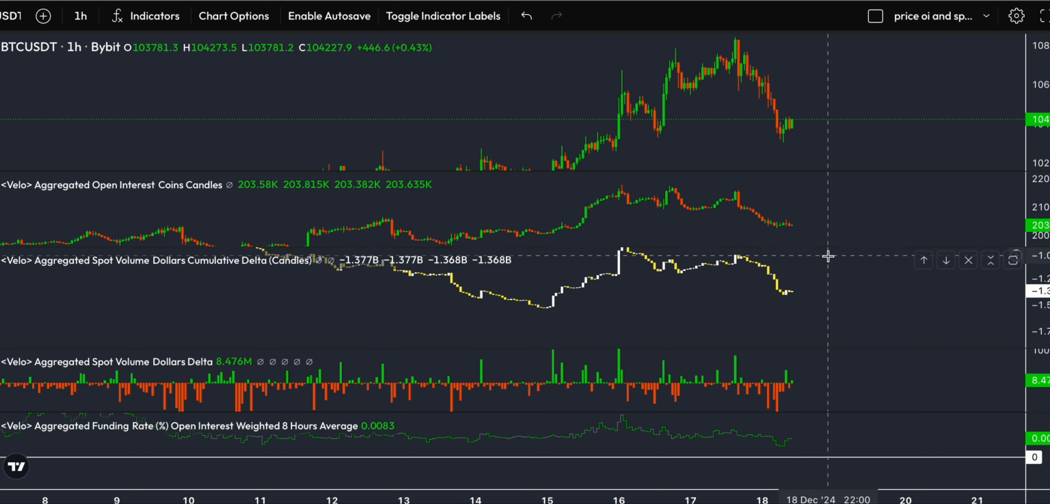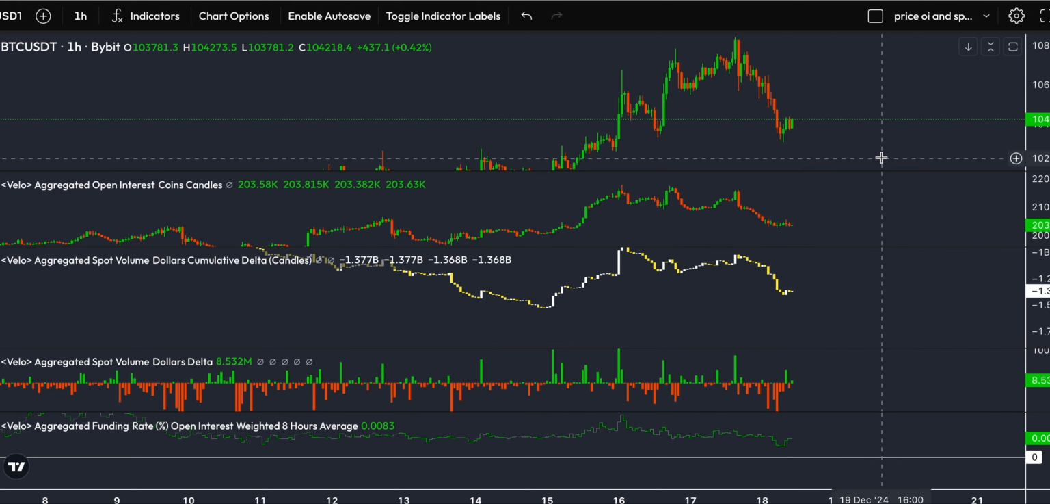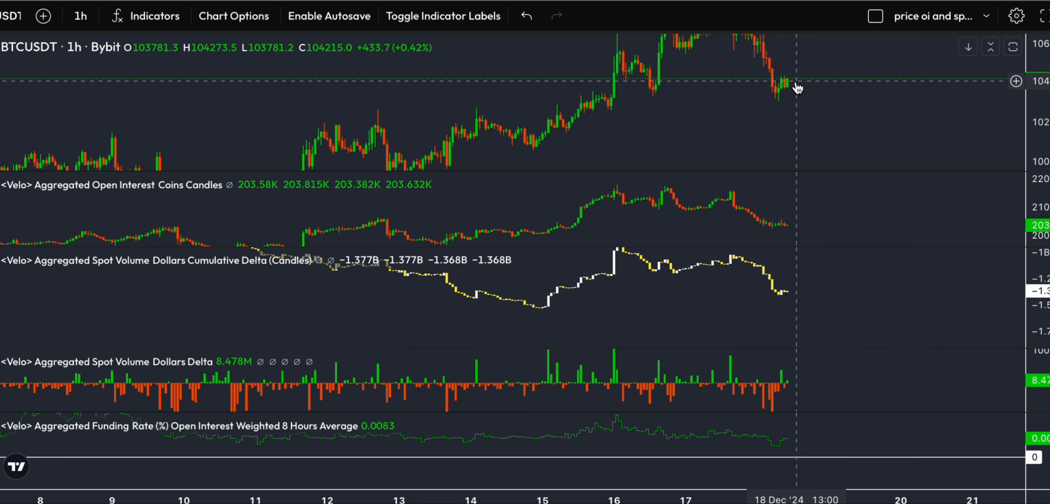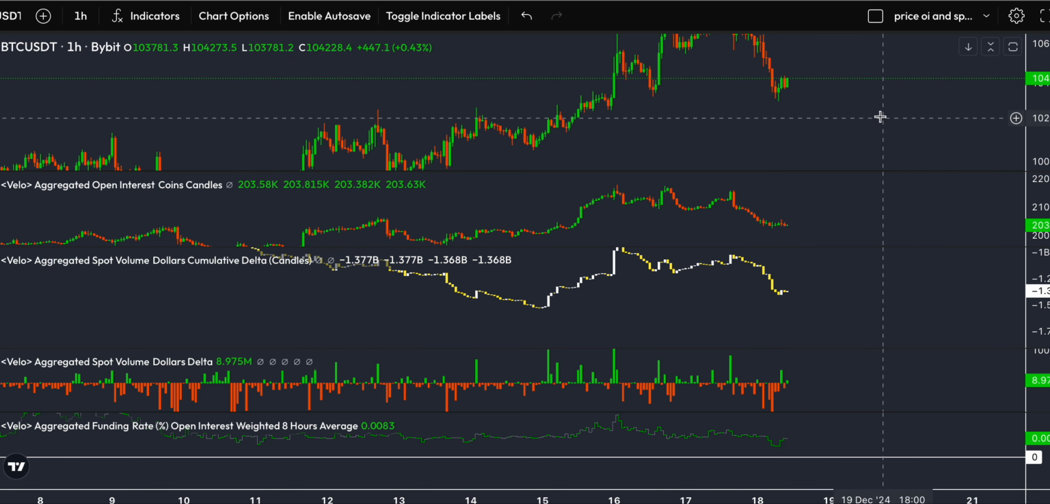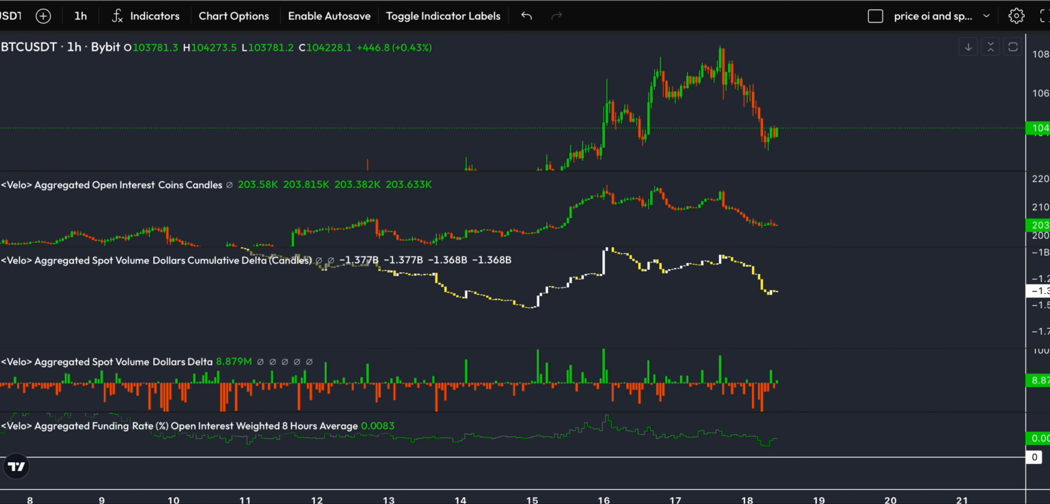So there is no necessity for a long liquidation or anything. There is no necessity to just have a big dip downwards. And this is good. This is a bullish sign. This is a sign for the market being very healthy.